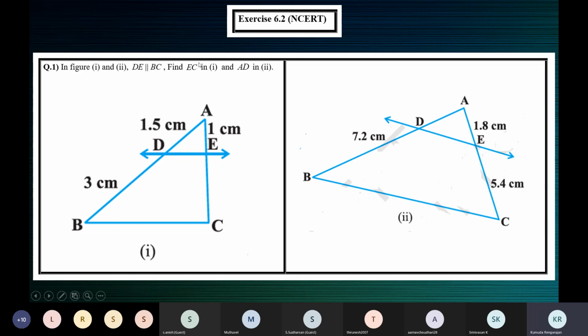Okay. You must find EC in the first figure and AD in the second figure. AD, where is AD? AD in the second figure. So how will you do it, children?